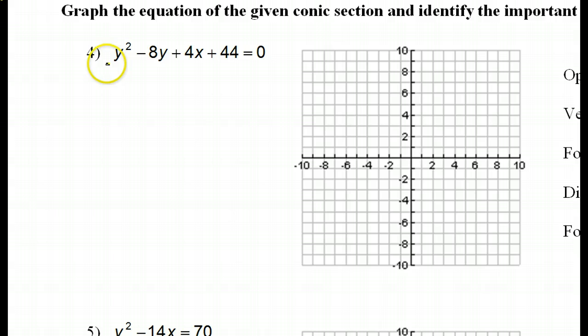The y is squared. That means the y's will be the ones that we keep on the left. Meanwhile, these two are going to have to go to the right. So I'm going to subtract 4x from both sides.